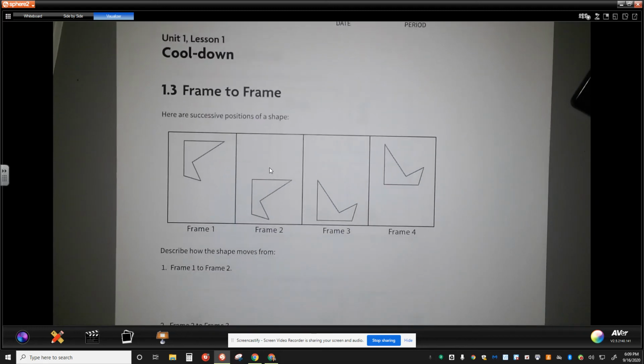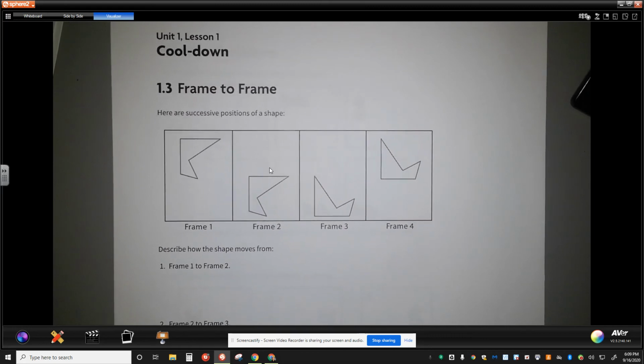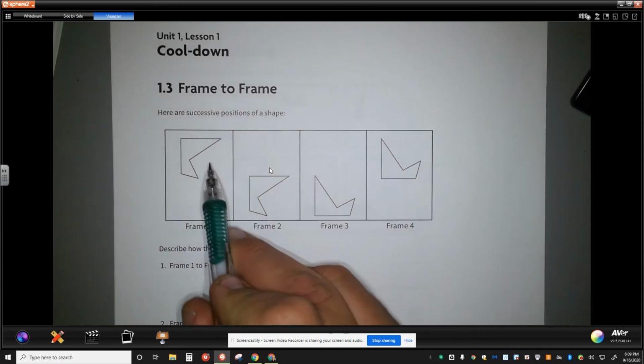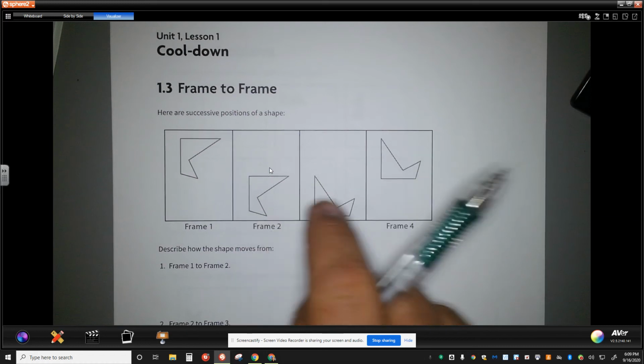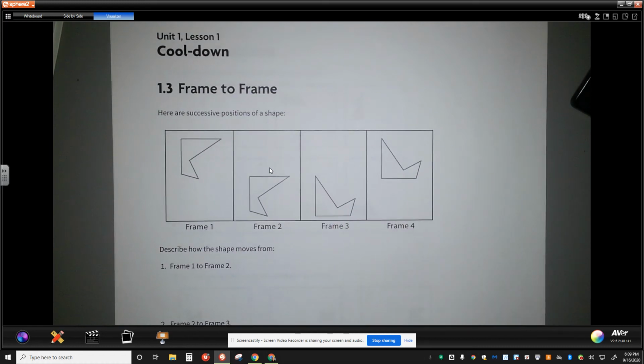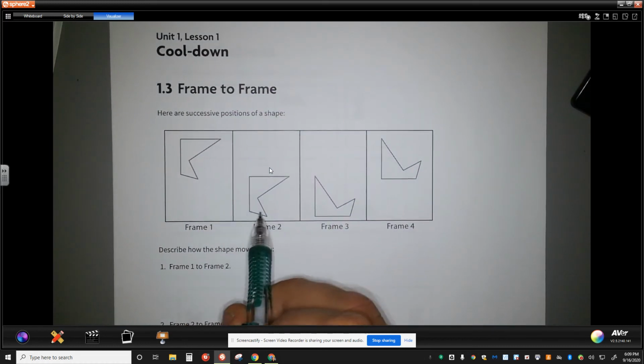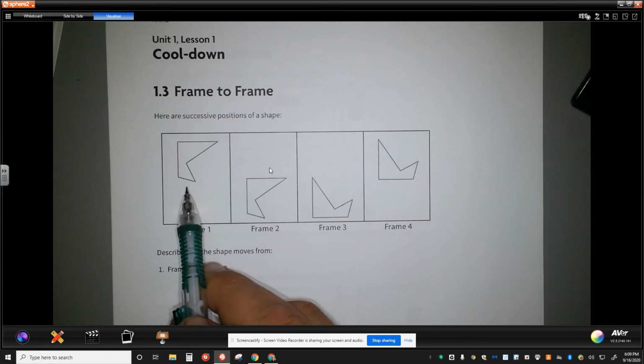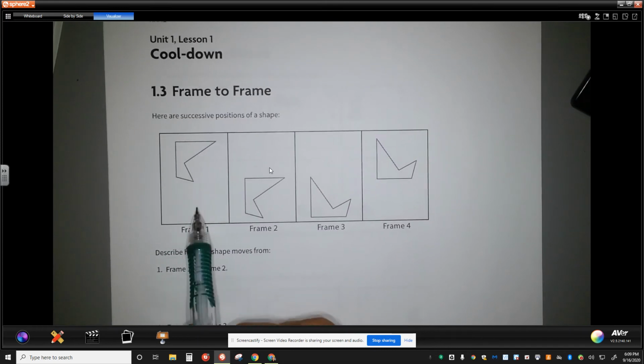The homework for this section will be similar to this cool down exercise. This is our exit ticket. Within this exit ticket, we want to describe how these shapes move from frame 1 to frame 2 to frame 3 to frame 4. So from frame 1 to frame 2, we have to decide: did it simply slide from one place to another, or was there any kind of rotation or turn?